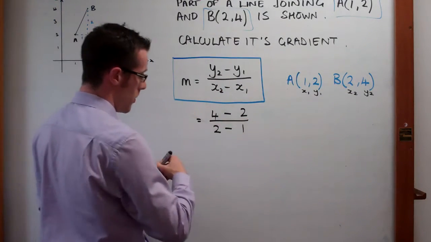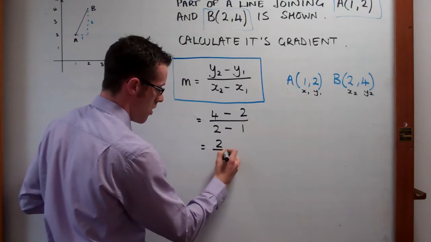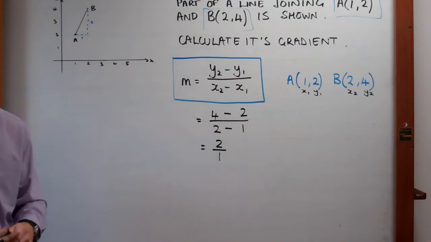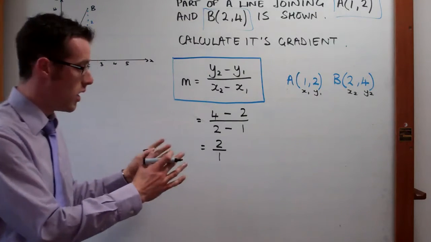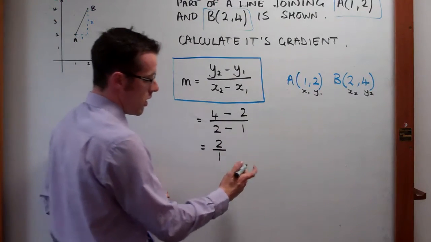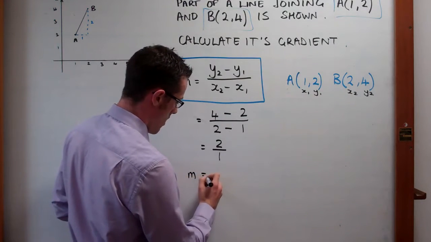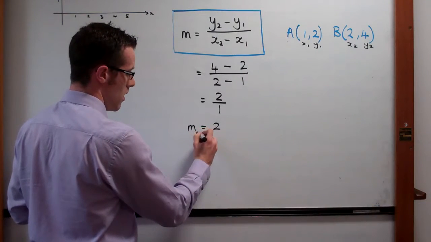So from here I'm just doing a couple of little sums. 4 take away 2 is 2, 2 take away 1 is 1. Now, when you get to this stage, it's really important that you are able to simplify this into something that's a little bit more easy to work with. So 2 over 1, as we all know, is just 2. So we have m is equal to 2, and it's the gradient of the point AB.